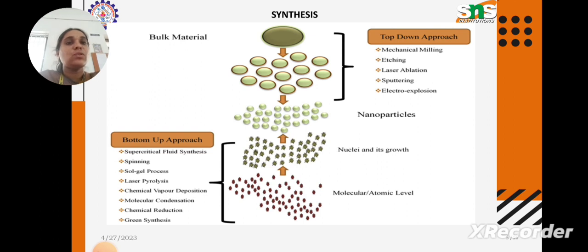From bulk material to the nanoscale. In the top down approach, the methods are mechanical milling, etching, laser ablation, sputtering, and electro explosion. And in the bottom up approach, they are supercritical fluid synthesis, spinning, sol gel process, laser pyrolysis, CVD, that is chemical vapor deposition, molecular condensation, chemical reduction, and green synthesis.